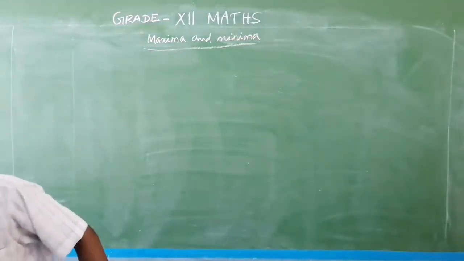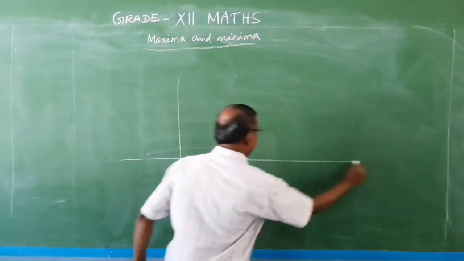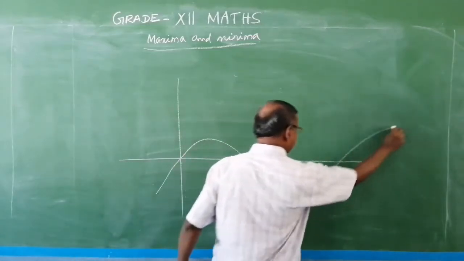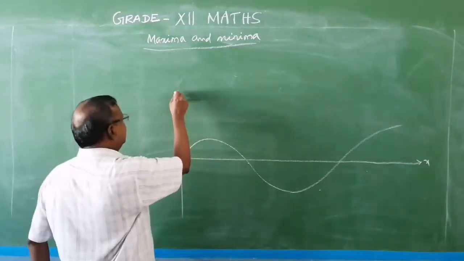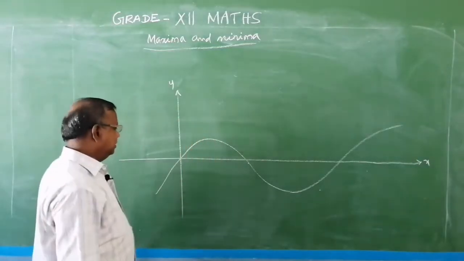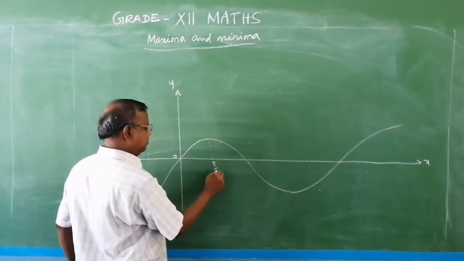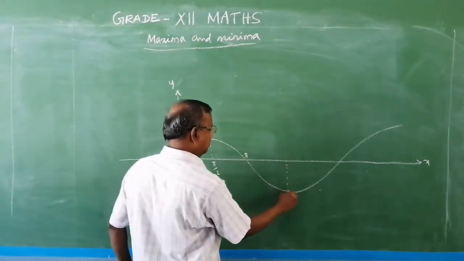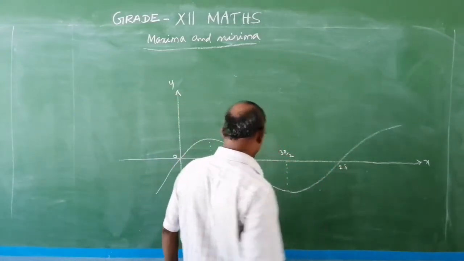Now, let me explain this point by taking a sine wave. You know the sine curve is like this. So, this is the x axis and this is the y axis. This is 0, pi by 2, pi, 3 pi by 2, 2 pi, etc.